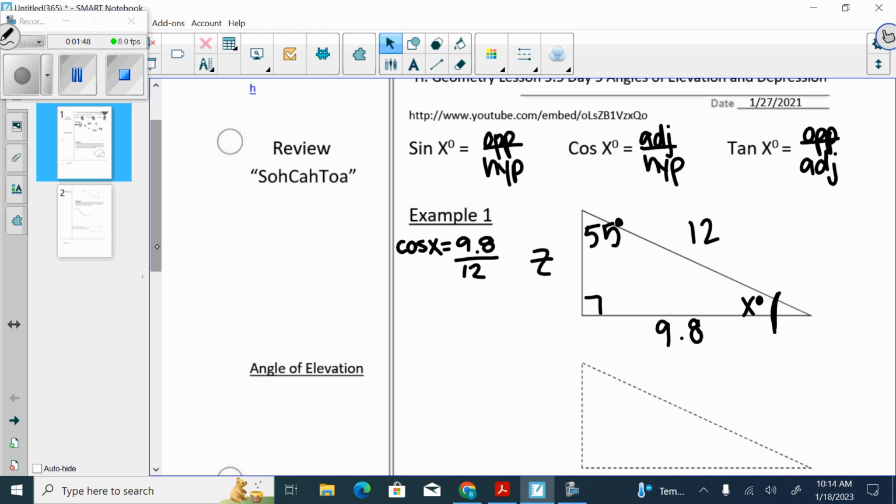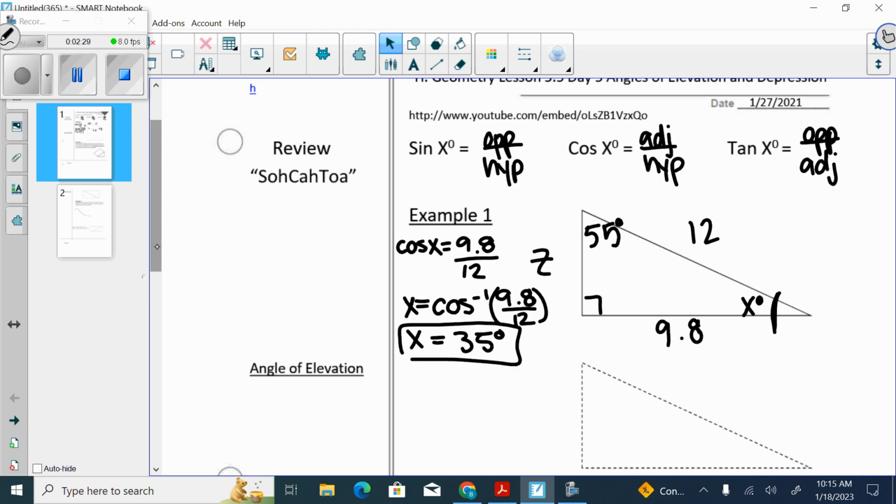All right, I'm trying to solve for x, so I need to get rid of cosine. What's the opposite of cosine? Inverse. Very good. And we type it in our calculator just like that. What mode do I need to make sure that I'm in? Degrees. Okay, so approximately, what's the nearest degree that we find here for x? Good. So x is 35 degrees.